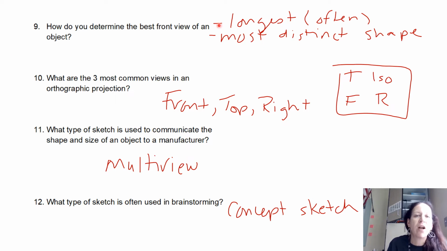Longest side is how you determine the front view. That says longest, which is not 100%, but usually the longest. And what's really important is the most distinct shape. So that says most distinct shape. The 3 most common views in an orthographic projection are the top, front, and right. And they are put on the page like so. The type of sketch used to communicate info to a manufacturer is the multi-view, and the type of sketch used in brainstorming is a concept sketch. It's really, really fast. You want to get your idea out there.